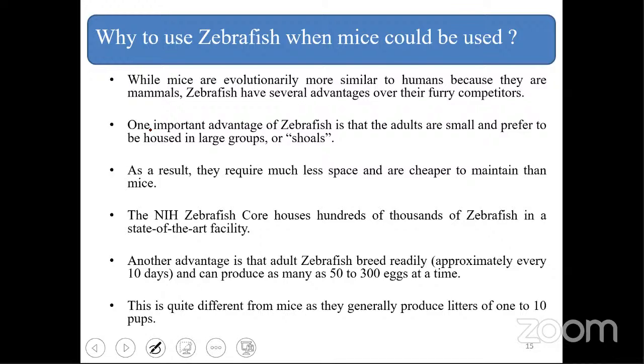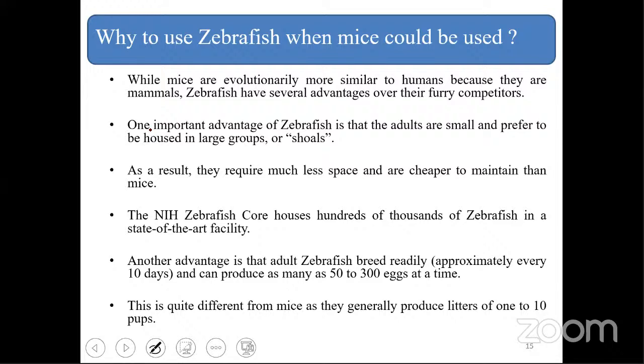One important advantage of the zebrafish is that the adults are small and prefer to be housed in large groups or shoals. As a result, they require much less space and are cheaper to maintain compared to mice. The NIH zebrafish core houses hundreds of thousands of zebrafish in a state-of-the-art facility. Another advantage is that adult zebrafish breed readily and can produce as many as 50 to 300 eggs at a time. This is quite different from mice, which generally produce litters of 1 to 10 pups.